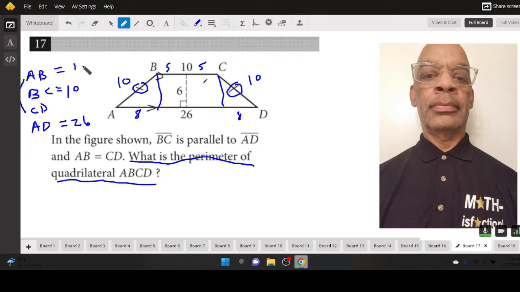So AB will be 10, CD will be 10. Adding those together, 10, 20, 30, 50, 6, 18.